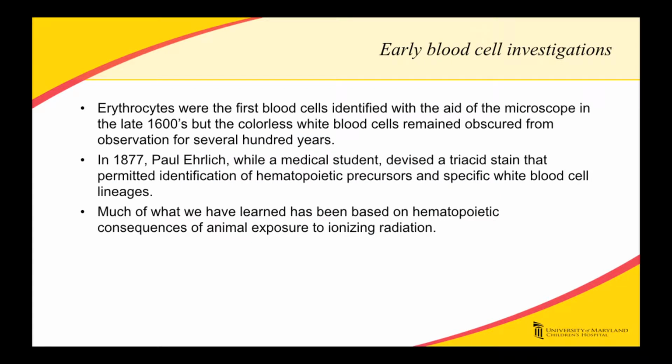Interestingly, during my research for this talk, I actually did not know this fact, so I thought I would include it. Erythrocytes were the first blood cells identified with the aid of the microscope, and this happened in the late 1600s. But the colorless white blood cells remained obscured from observation for several hundred years until 1877.